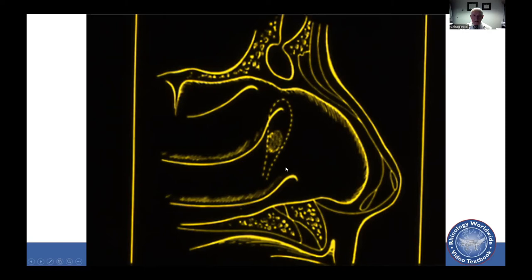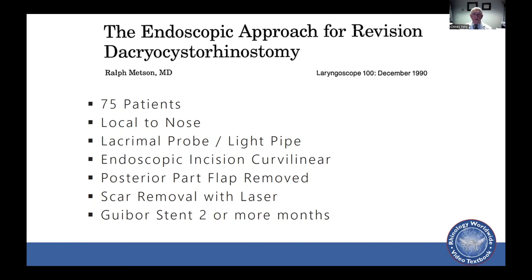Salvation was at hand, however, and Ralph Metson from Harvard published the first paper in the literature on an endoscopic approach to dacryocystorhinostomy. And this revolutionized the treatment of this complication, as well as nasolacrimal duct injuries for any reason. And working with ophthalmology, this is now the standard for the most part of repair of any issues with nasolacrimal sac and duct.